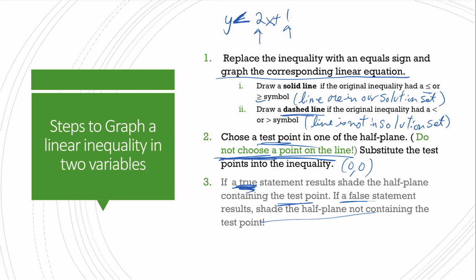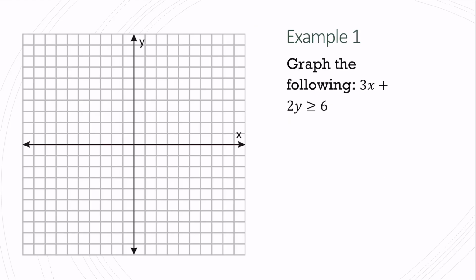So we're going to do 3 examples of this to make sure we know what we're doing. So step 1, let's graph the following. I have to rewrite this or it's going to drive me crazy. 3x plus 2y is greater than or equal to 6.